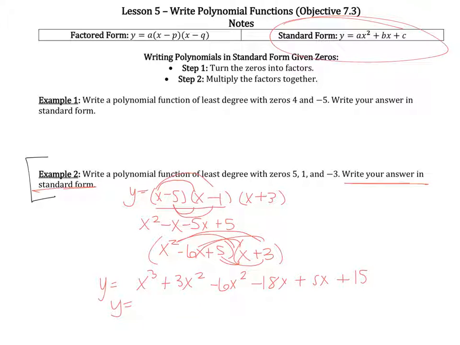Okay, so now we're just going to clean it up, add up all of our like terms. X cubed has no like terms. We have like terms here and here. So we should get this. And then we're done because it's in standard form.